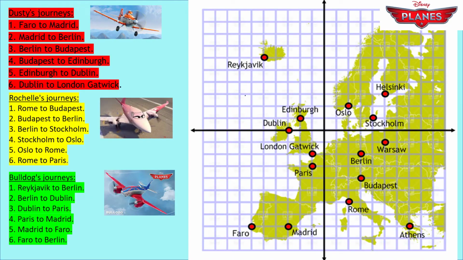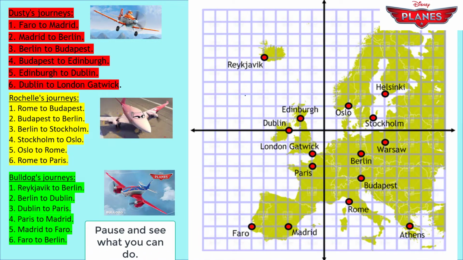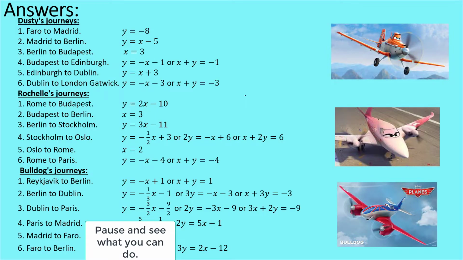So you can choose Dusty's journey, Rochelle's journey, or Bulldog's journey, or just choose a mixture of questions you want to do for your training and consolidation, and that's fine. So pause the video now. I'm going to show you the answers. So here are the answers. If you got this right, excellent work guys.